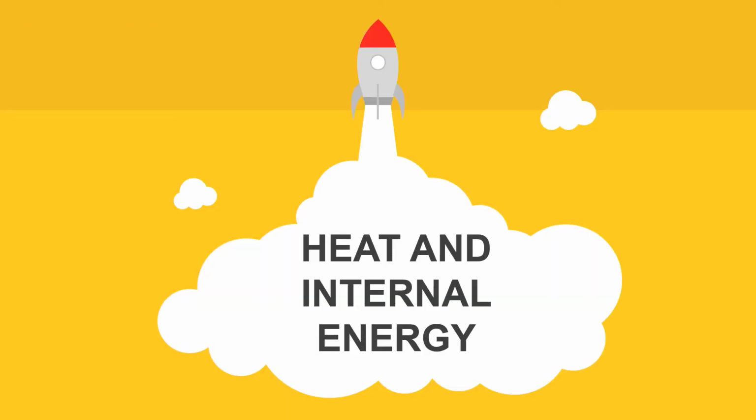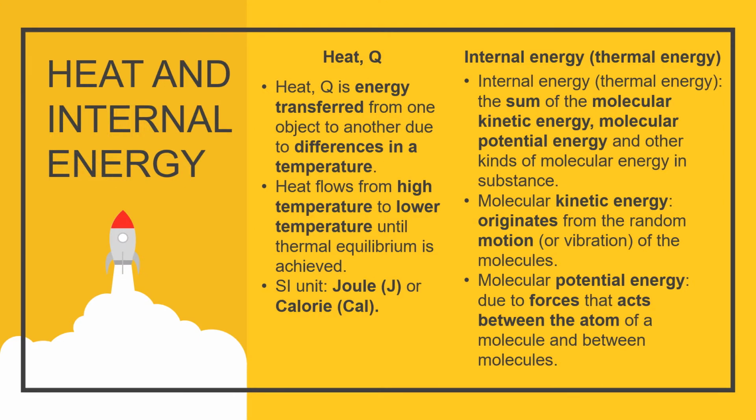Okay, so next is heat and internal energy. So heat, what is heat? Heat is energy transfer from one object to another due to a difference in temperature. So when there is a temperature difference, there will be energy transfer. The energy transfer is what we call heat. Okay, for example, if you have an object and its temperature is the same, so when the temperature is the same, there is no heat transfer.